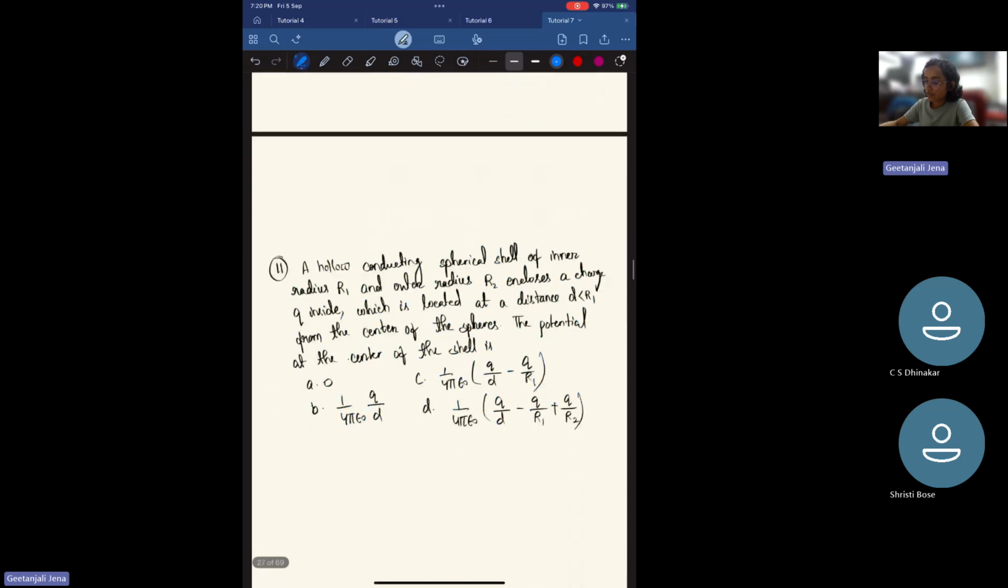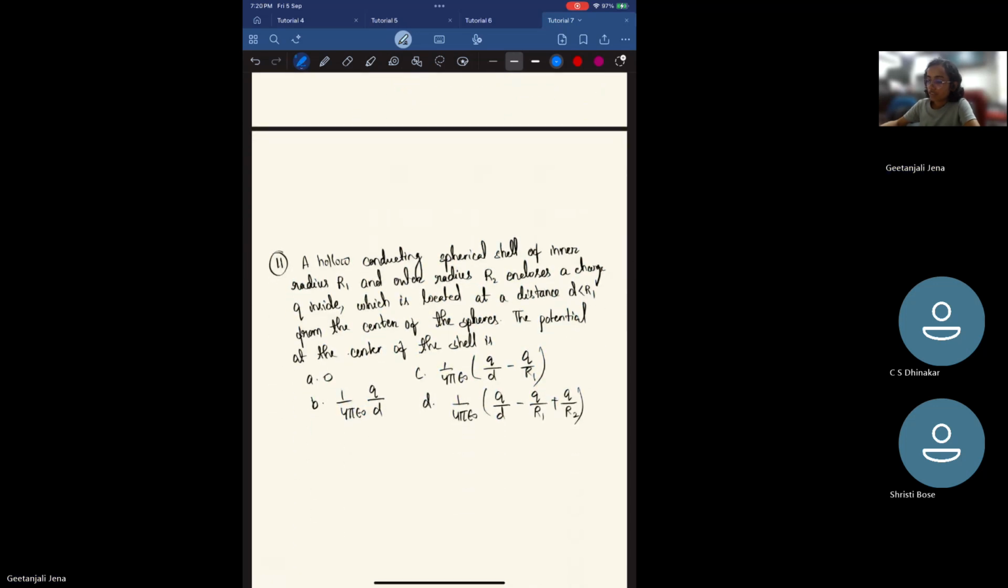Okay, so let us move to our next problem. I need you to find out the answer, calculate it, and let me know which of the following options is correct. So let me read out the question first. There is a hollow conducting spherical shell of inner radius R1 and outer radius R2, and this encloses a charge Q inside, which is located at a distance d less than R1 from the center of the sphere. You need to find out the potential at the center of the shell.